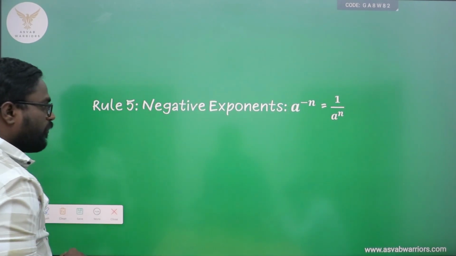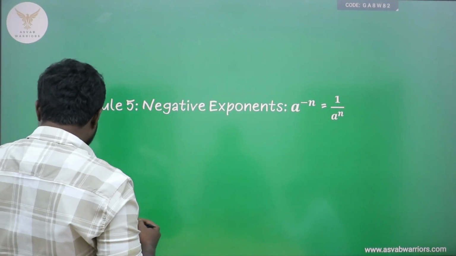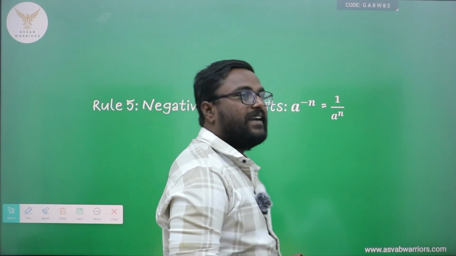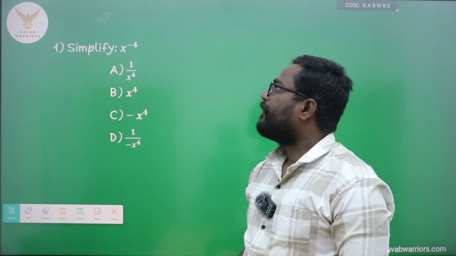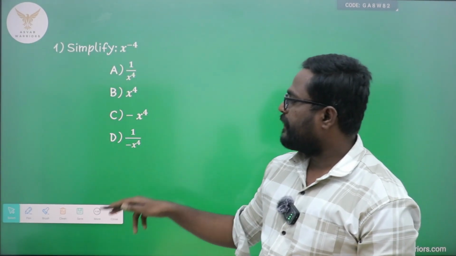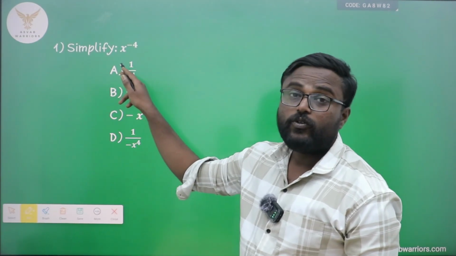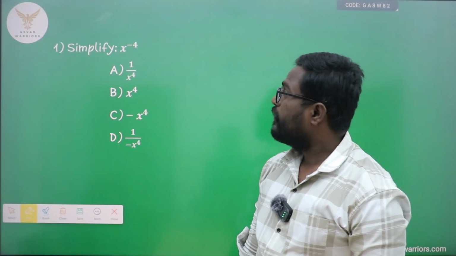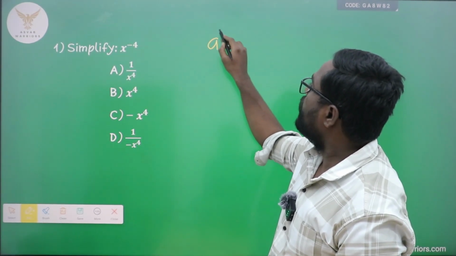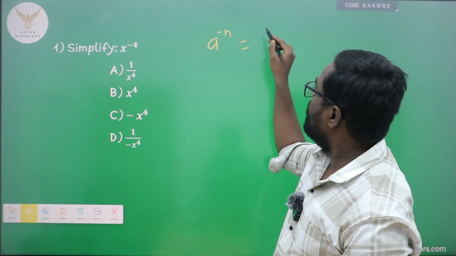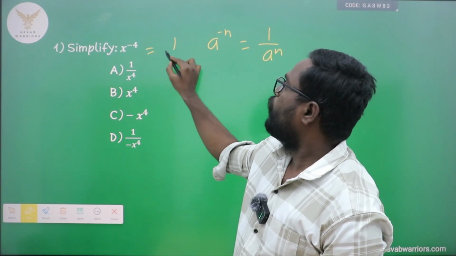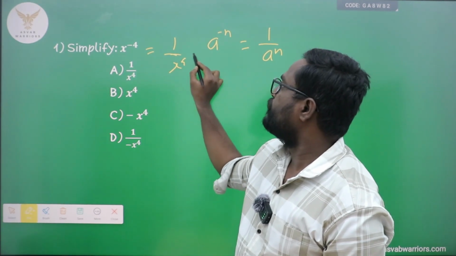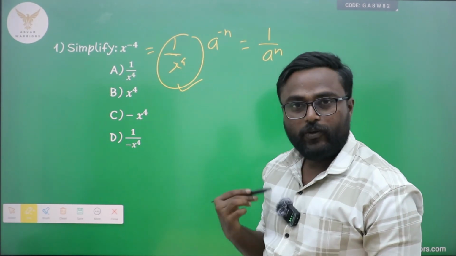I'll solve a few more questions like this so that you understand it more clearly. Let's say the question says x to the power negative 4. Now what was the rule? a to the power negative n is equal to 1 over a to the power n. So this will be 1 over x to the power 4. I hope you understood this as well. Let's move on to the next question.